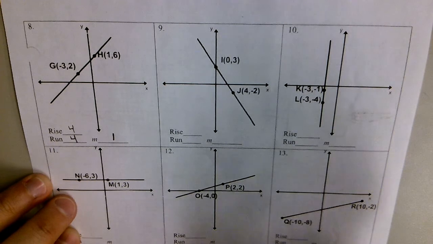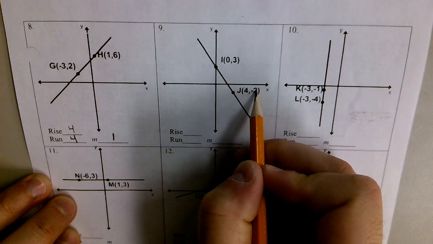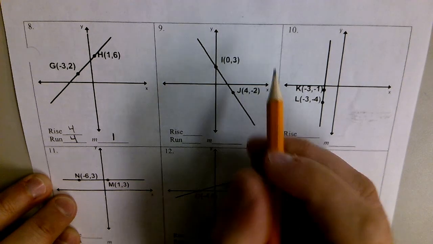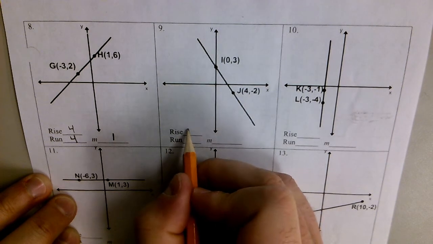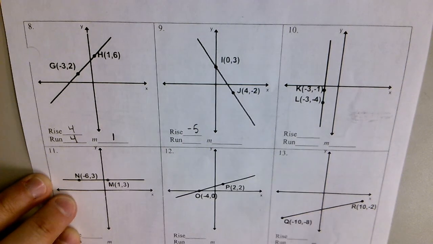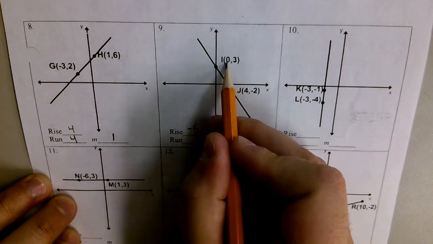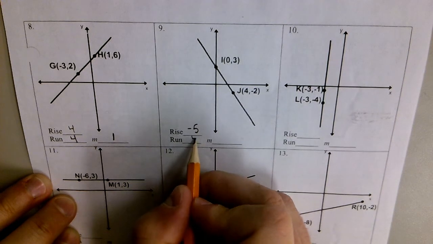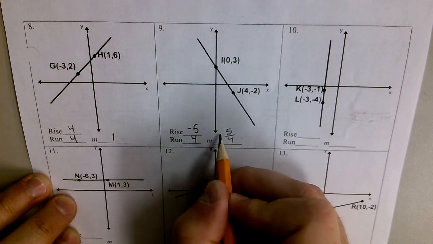All right, this next one, I'm going from 3 to negative 2. That means I have to go down 3 to get to 0, and then down 2 more. That's down 5 total. So it's going to be a negative 5 there. And then 0 to 4, so 0 plus 4, that's my slope right there, negative 5 over 4.